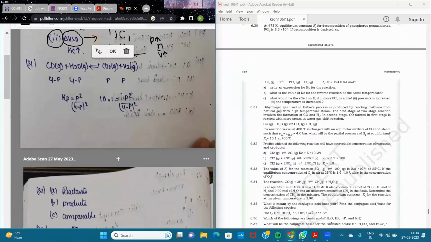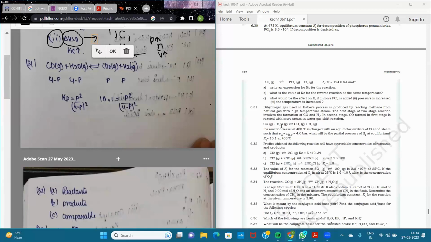Next, 31st question. Dihydrogen gas used in Haber's process is produced by reacting methane from natural gas with high temperature steam. The first stage of two-stage reaction involves the formation of CO and H2. That reaction was not mentioned in the problem. We'll go on with the second reaction mentioned. In second stage, the CO formed in first stage is reacted with more steam. This is water gas shift reaction. CO plus H2O gives rise to CO2 plus H2.